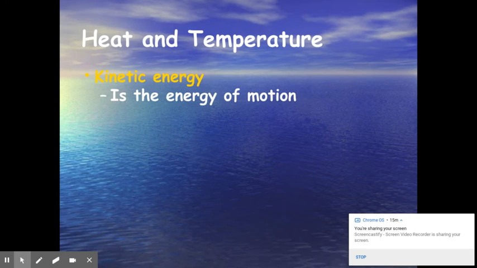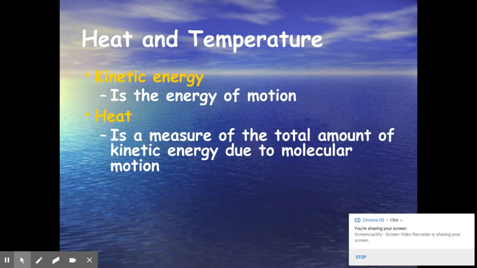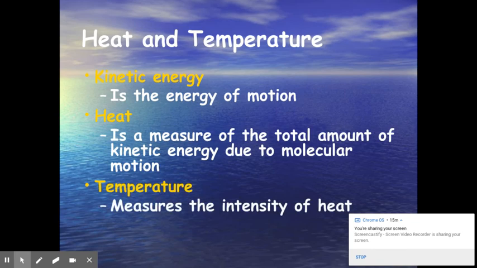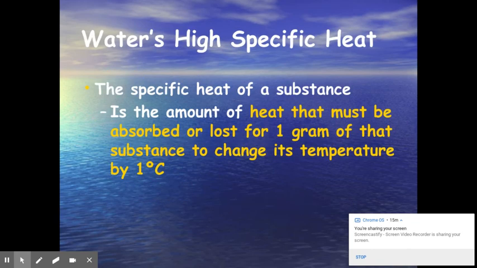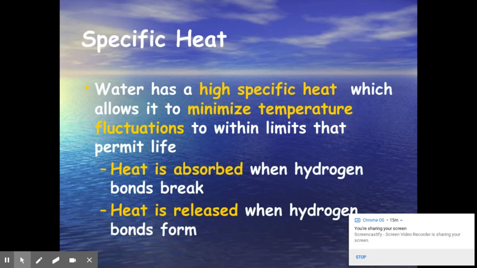Heat, how do we measure heat? It's a measure of kinetic energy, which is the measure of motion. I'm not going to spend a ton of time on this because I don't think it'll be on your test. So, hint there. High specific heat means that it minimizes temperature fluctuation. Basically, it's resisting temperature change. If something has a high specific heat, which water does, we say it's resisting temperature change or minimizing temperature fluctuations.